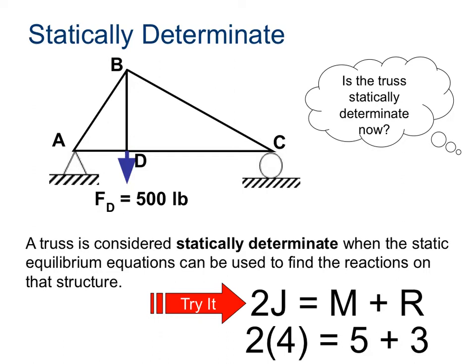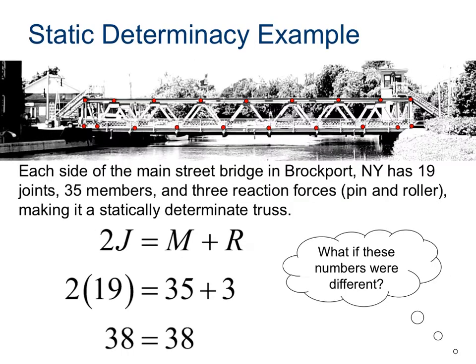So you see here, we've added in that roller. Now we only have one of those reaction forces acting on point C, and our problem works out, and it's now statically determinate. We could look at a more complex example.